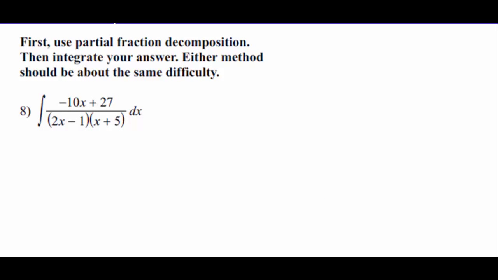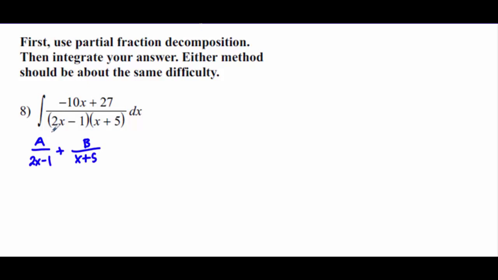Now we're going to do the whole shebang. The whole point of this is that in order for us to integrate something that looks like this, we need to break it up, because if this was FOILed out and had 2x squared and we tried to use substitution, it's not going to work out. So we want to start this off by doing partial fraction decomposition, where we've got a over 2x minus 1 and b over x plus 5.